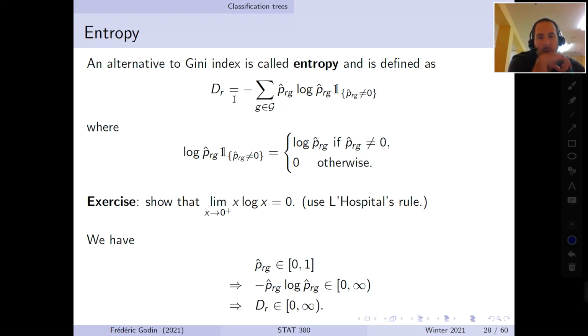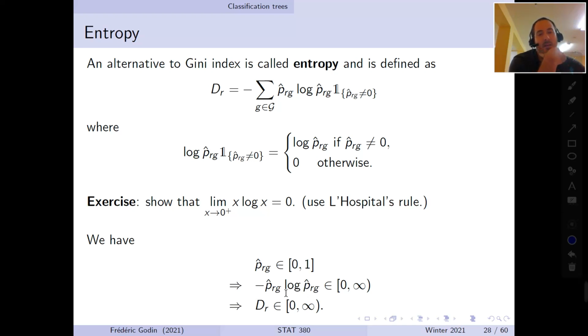Okay, so now what are possible values for the entropy metric? Since all these p's are between 0 and 1, because the p's are estimated probabilities of being in each class, log of p is between minus infinity and 0, and we multiply by something between 0 and 1. So this is between minus infinity and 0, and we multiply by a minus sign. So this whole term is between 0 and plus infinity.